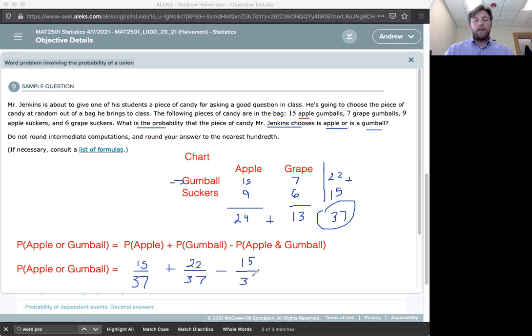I have a mistake. I can see it. This right here shouldn't be 15. The probability of apple is the total number of apples, 24. This part should be 24. I'm sorry. So now do your addition and subtraction: 24 plus 22 minus 15. Let's see, that's 31 over 37. And that's the answer.